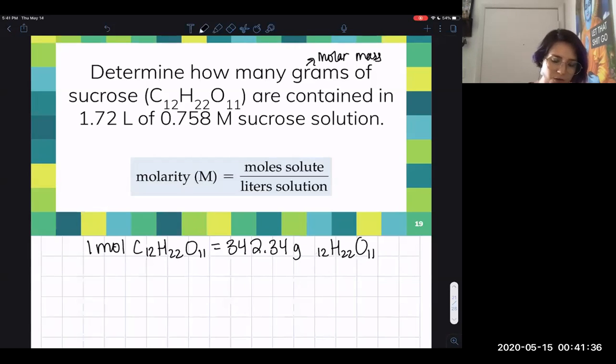C looks like a fancy E. All right, they give me 1.72 liters. That's probably where I'm going to start because it doesn't really seem to have anything to go with it. But look at that molarity.